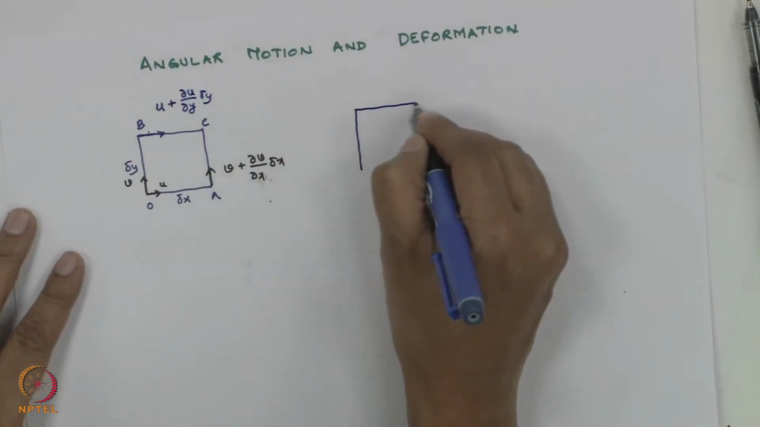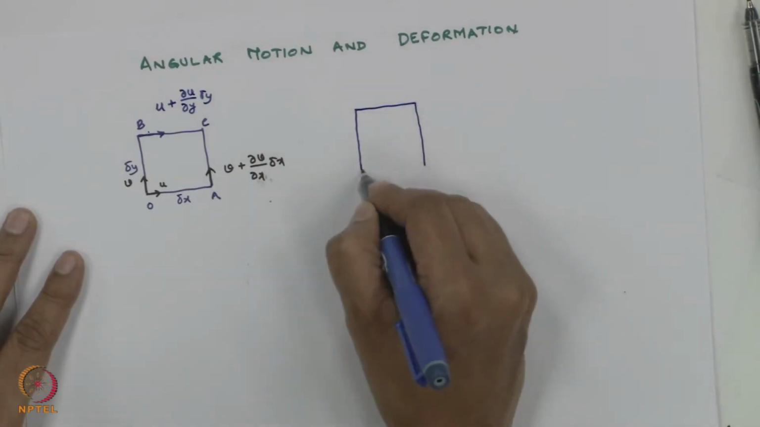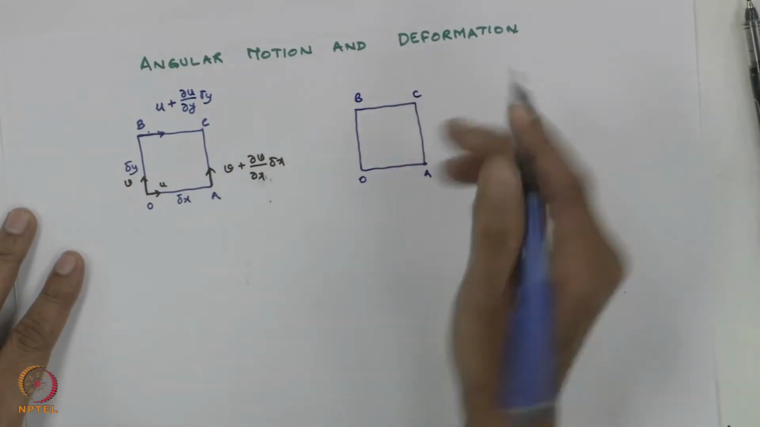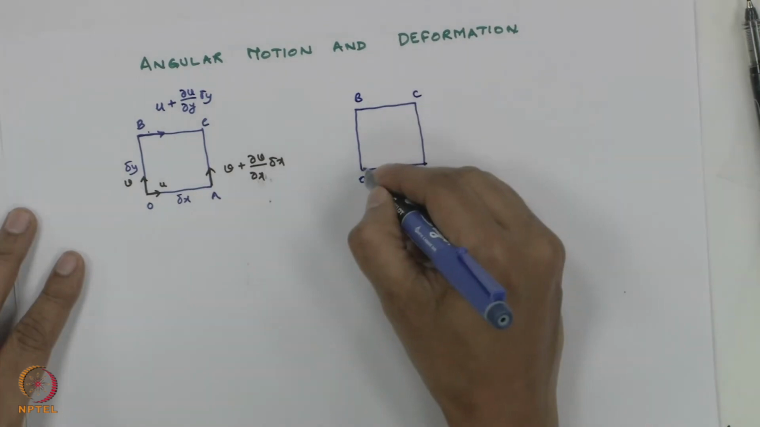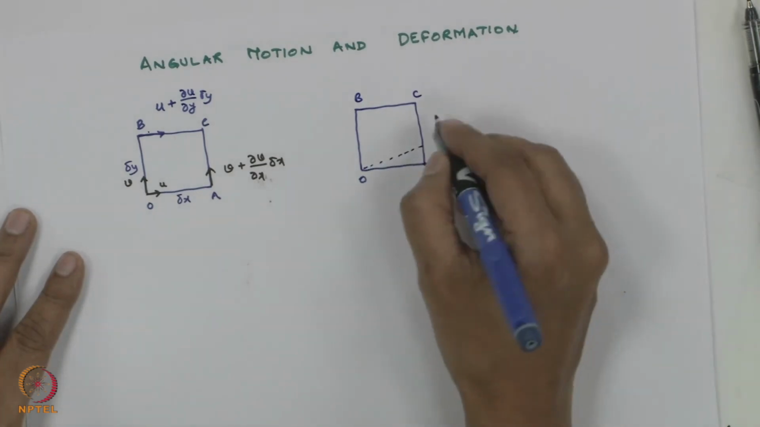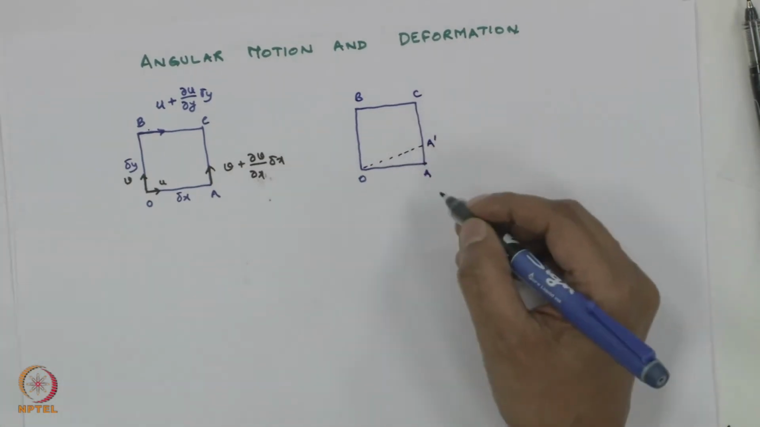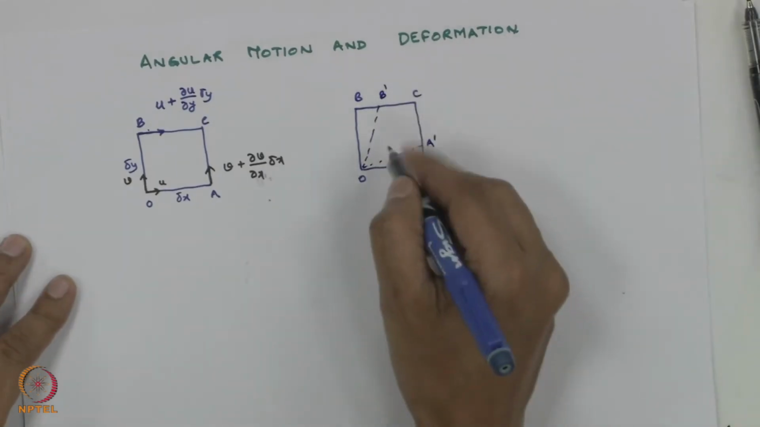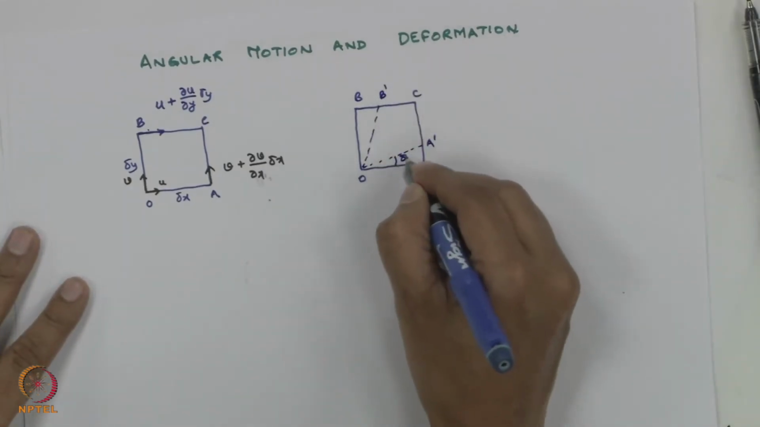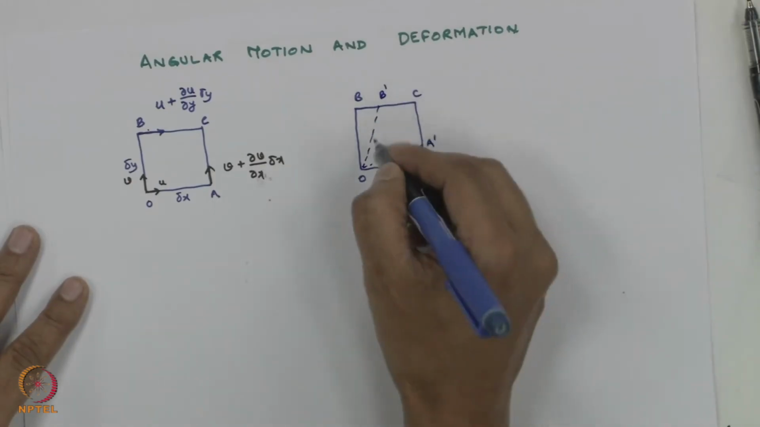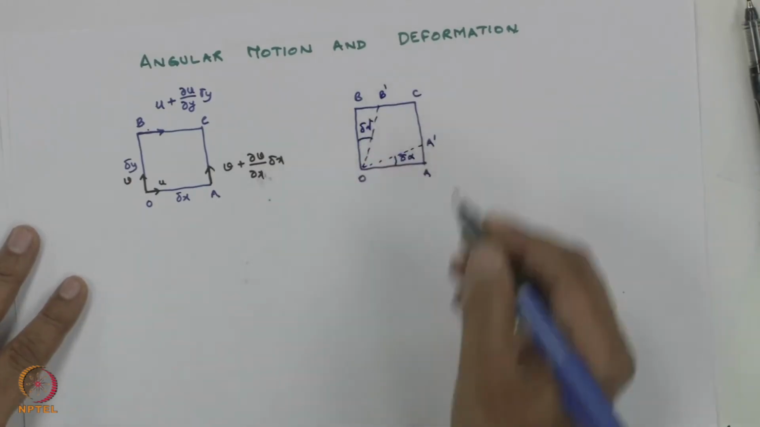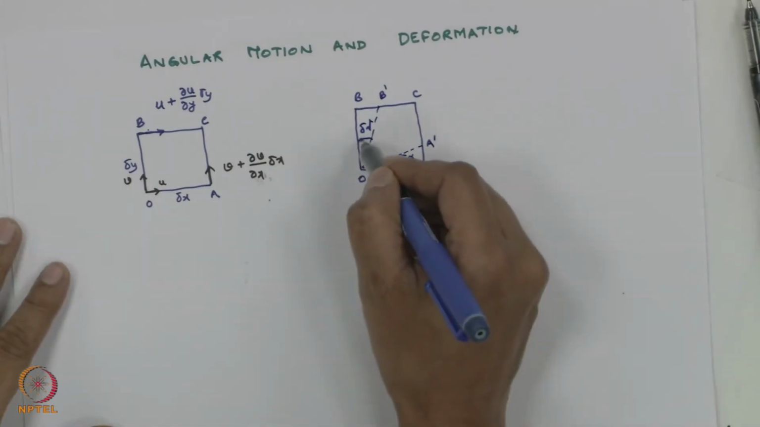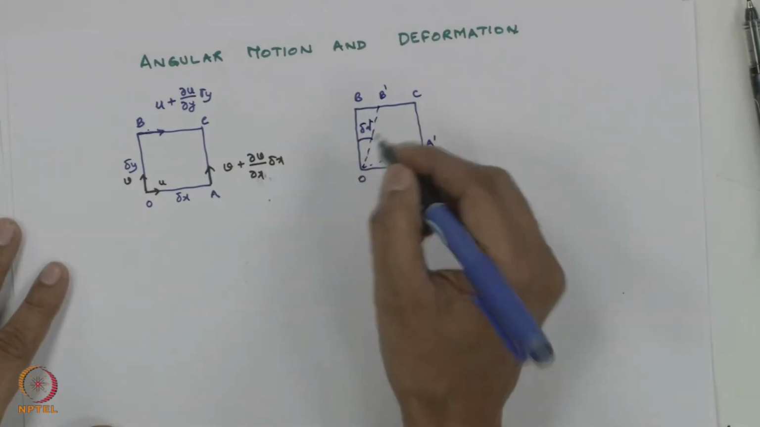So if you take that square again, you have O, A, B, C. So what happens? OA becomes OA prime and OB becomes OB prime. That is, OA has rotated by delta alpha and OB has rotated by delta gamma. Notice that OA has rotated anti-clockwise and OB has rotated clockwise.